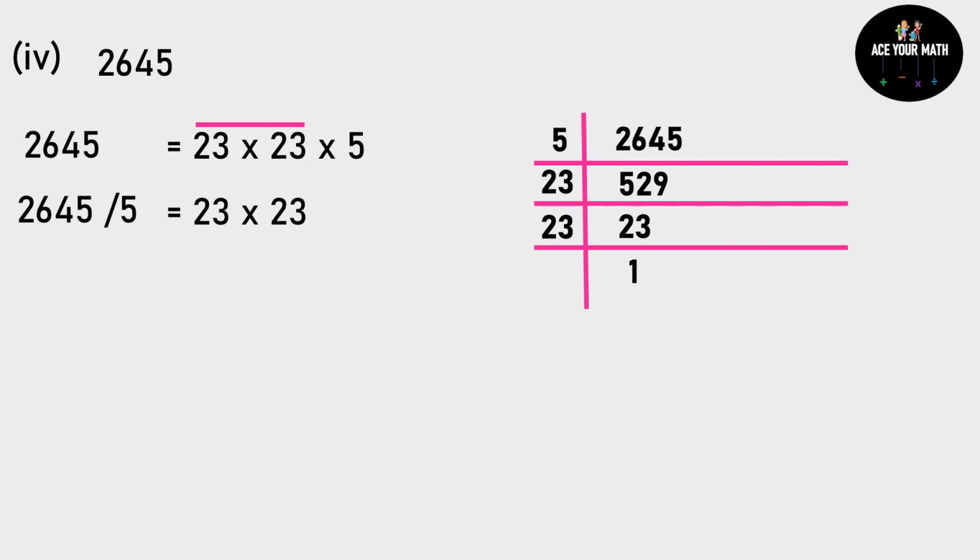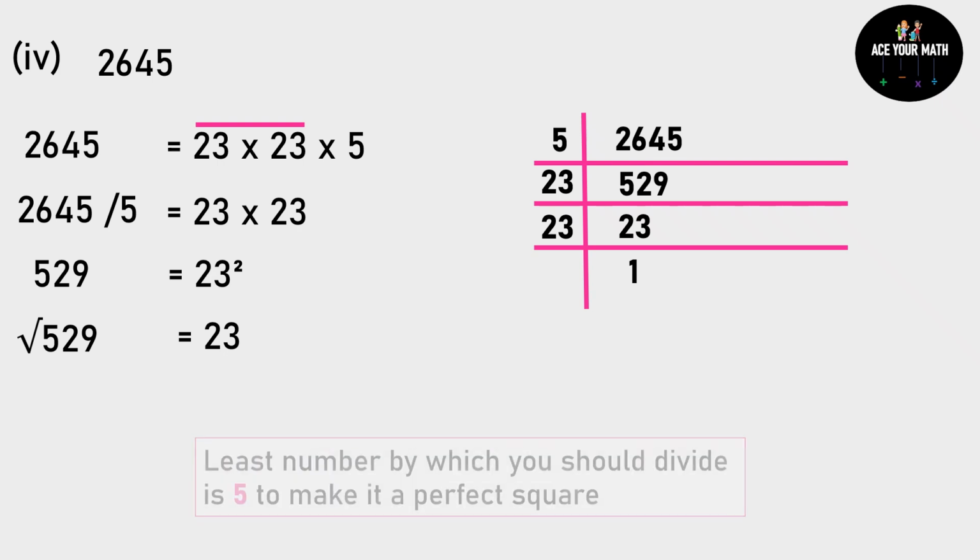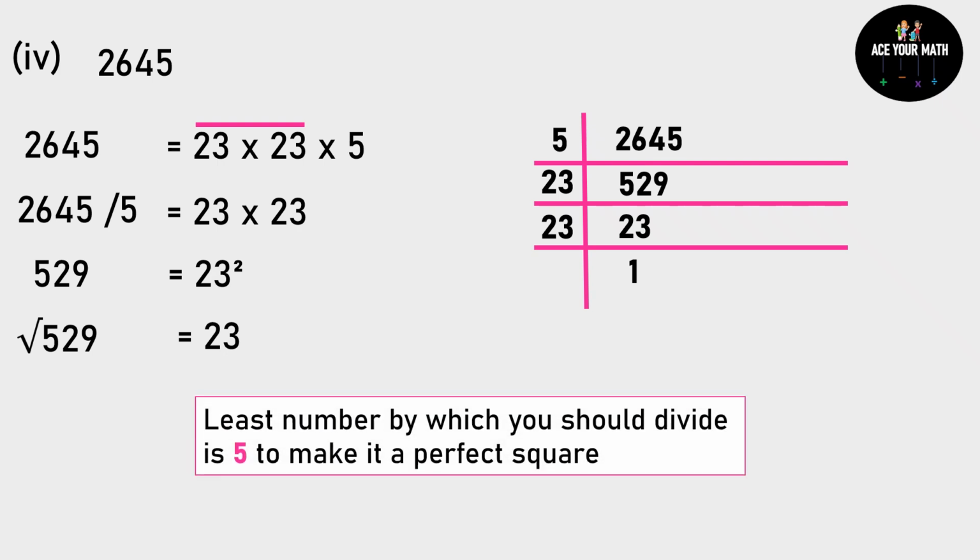So when you divide 2645 by 5, you will get 529, and on the right hand side 23 square. When you find the square root of 529, you get 23 as the answer. So the least number by which we had to divide this whole term to make it a perfect square is 5.